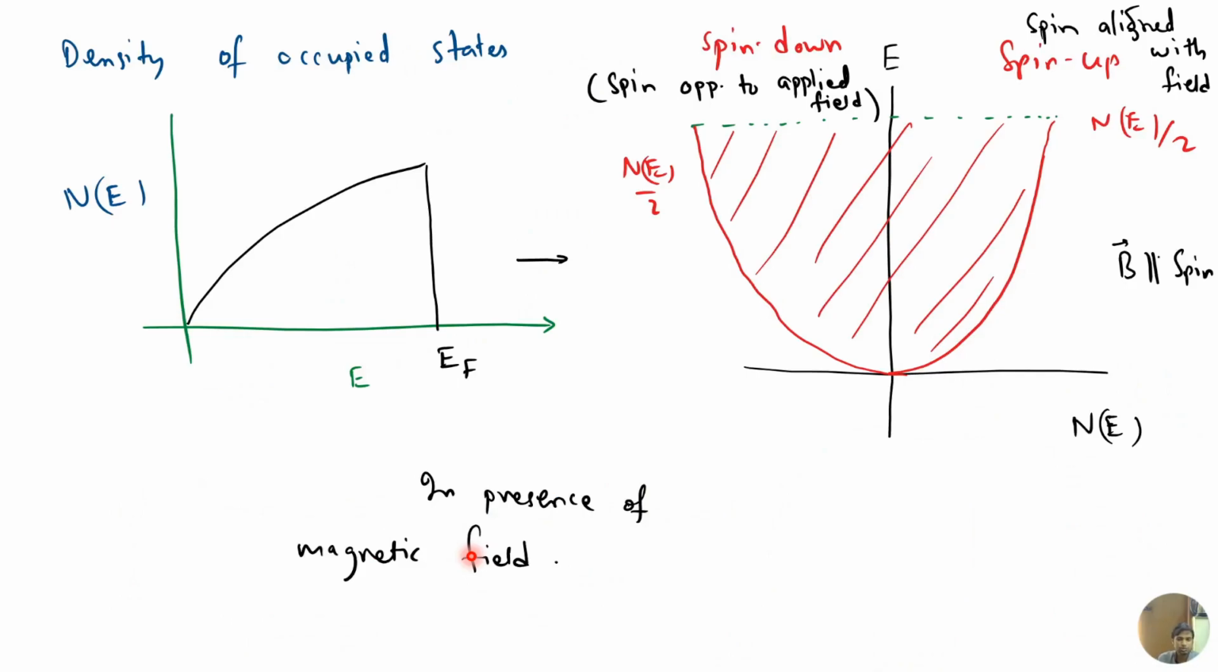Now let us try to understand what is actually happening in terms of the electrons. We have studied the density of occupied states, n of E, which follows a parabolic behavior and drops at the Fermi energy. Now we plot this same diagram, with n of E on the x-axis and energy on the y-axis, and we separate the two spins. On the right hand side is shown the spin up particles, and on the left hand side the spin down particles. When there is no field applied, the number of spin up particles is the same as the number of spin down particles.